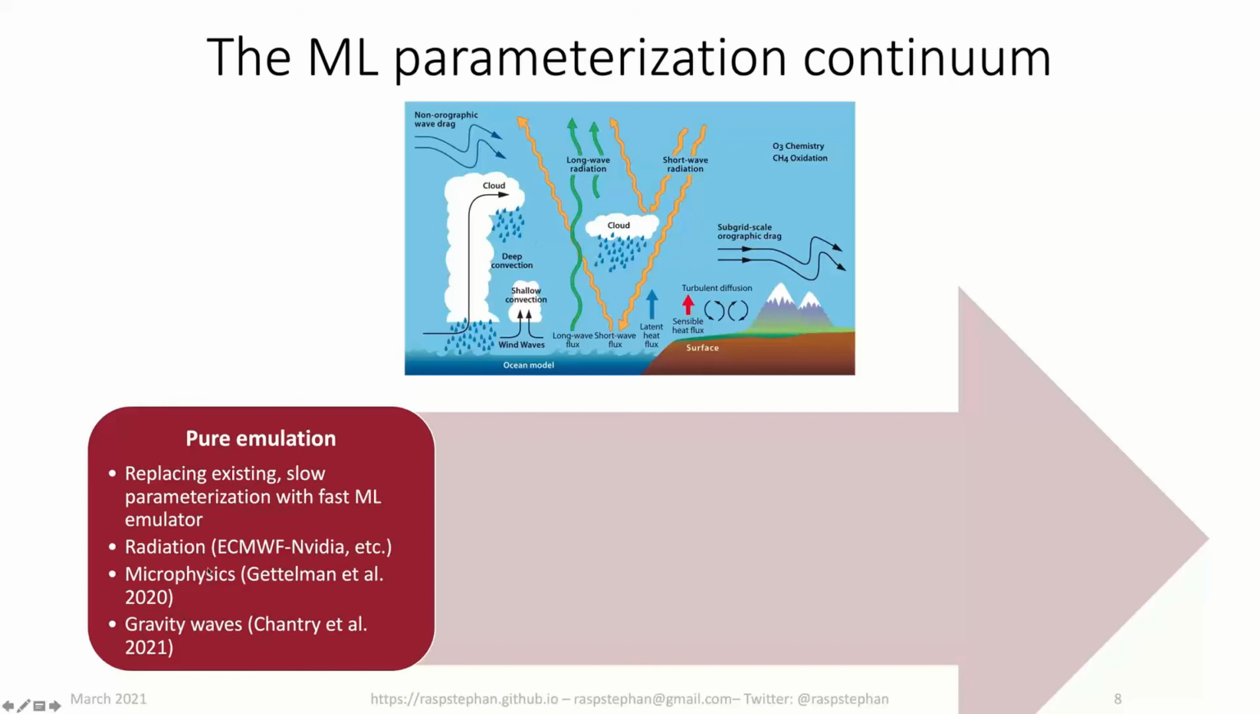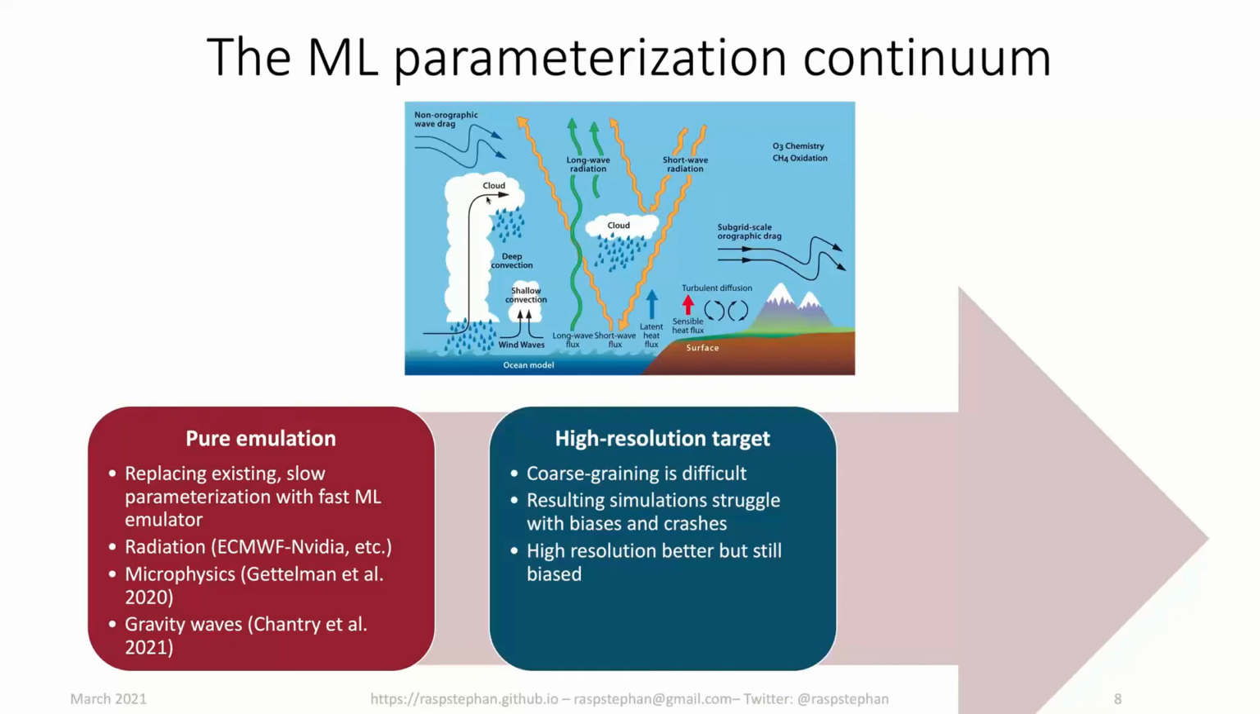So radiation is a classic example, microphysics, gravity waves. There have been some really interesting studies there recently. Now, we want to think about improving models because the problem is for convection, for clouds, we tend to not have good parameterizations. We don't have good expensive parameterizations. We just don't have any good parameterizations at all. So we need to find these, and the idea is using high resolution simulations for that.